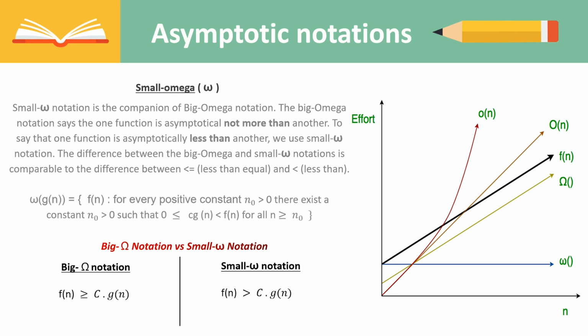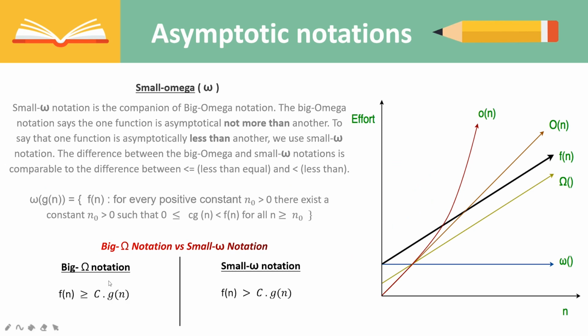Now we are going to see the last asymptotic notation, small omega notation. Small omega notation is the companion of big omega notation. The big omega notation says that one function is asymptotically not less than another. To say that one function is asymptotically greater than another, we use small omega notation. The difference between big omega and small omega notation is comparable to the difference between greater than or equal to, and greater than.